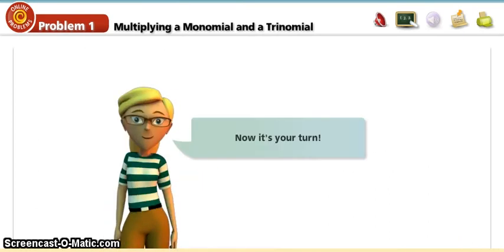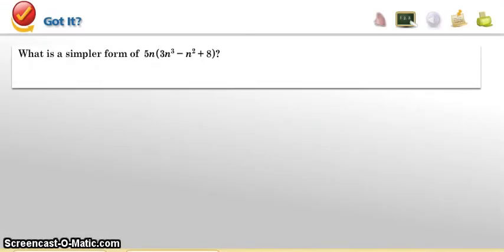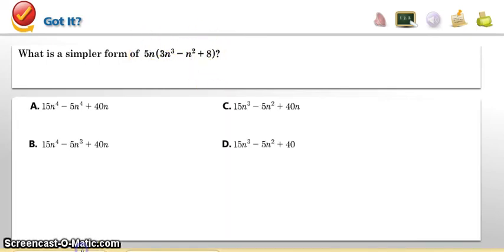Now it's your turn. All right, so again, we've got a monomial, 5n, that we will be distributing throughout this trinomial. So distribute 5n to each one of these terms within the parentheses. Now, I'll give you some answer choices to look at. Pause the video because this may take you just a few minutes to answer this.